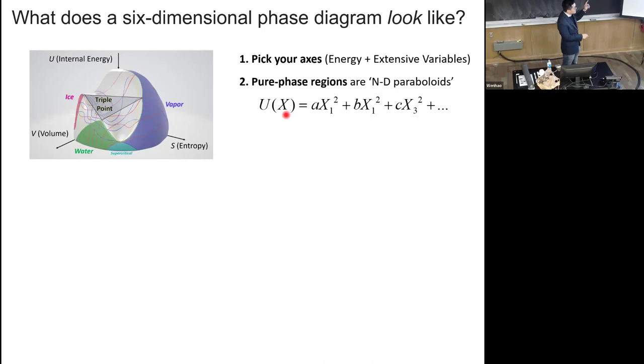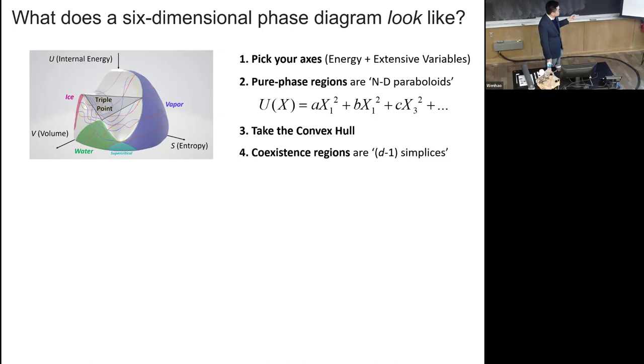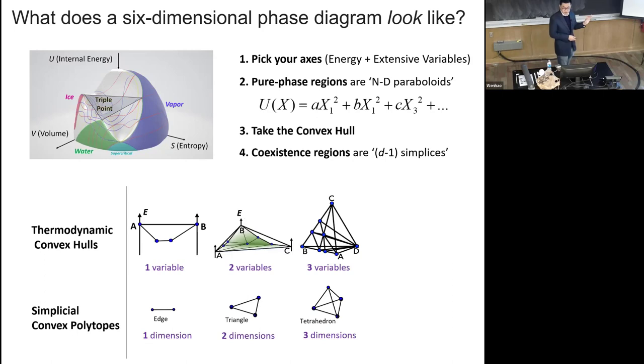So we have U of X equals some AX squared plus BX squared plus CX squared plus whatever other extensive variables you want to throw in there. Then you take the convex hull, the high-dimensional convex hull. And the coexistence regions are basically triangles, but n-dimensional triangles, okay?